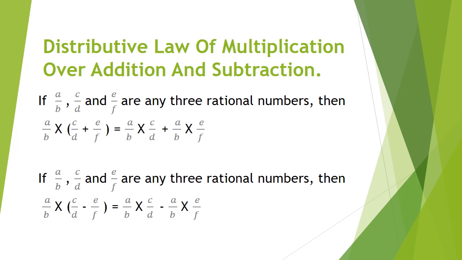Now, distributivity of multiplication over subtraction. If a upon b, c upon d and e upon f are any three rational numbers, then a upon b multiplied by the bracket c upon d minus e upon f, bracket close. Do the product of the numbers, a upon b multiplied by c upon d. After that the negative symbol is given to us, so then we will put the minus sign, a by b multiplied by e by f.